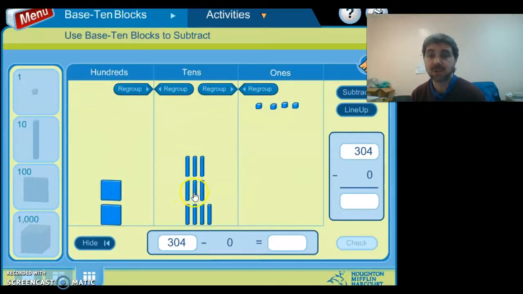Okay, so now we do have some tens. And now we still don't have enough ones, though. We're trying to take away 6, so we're going to take one of these tens and turn it into 10 ones. So we're going to regroup again.